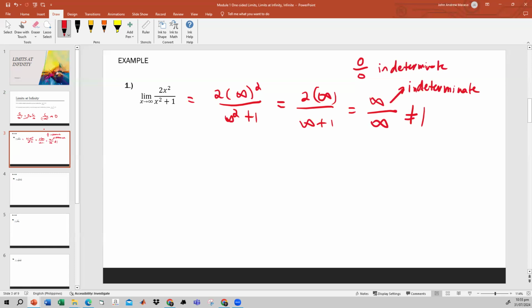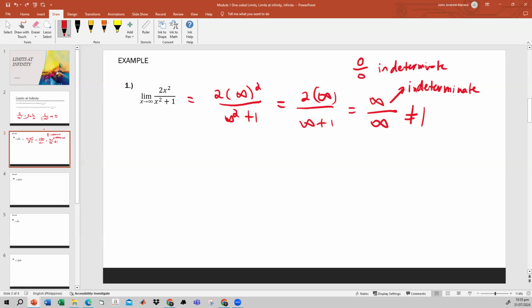Going back here, we have the limit of 2x squared over x squared plus 1 as x approaches infinity. Every time you see this kind of rational function, class, you just need to observe the function and get the highest degree. If I ask you what is the highest degree of this given function, of course the highest degree is 2, or the x squared, right?